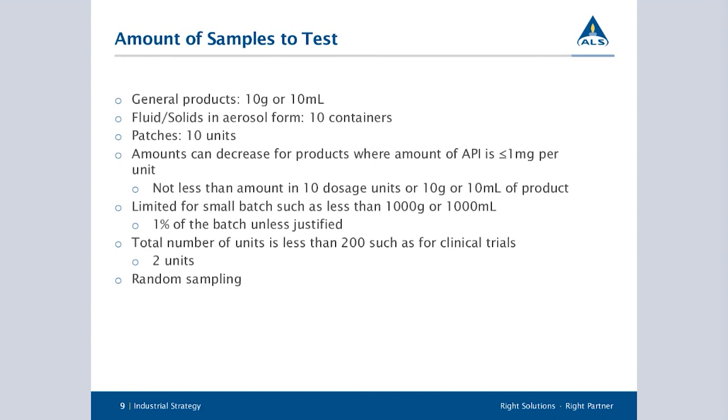So let's go into the details of the methodology. We get requests about how much sample to test. Samples are expensive, so what is the minimum that we will need to test? USP has a very good guideline: for general products, it's 10 grams or 10 mL per analysis. For aerosols, it's generally a composite of 10 containers; for patches, it's 10 units. For APIs or products that are limited or still in clinical trial, the amount can be decreased, but it should be justified. It is also important to do random sampling.